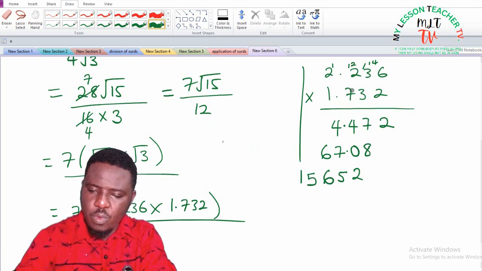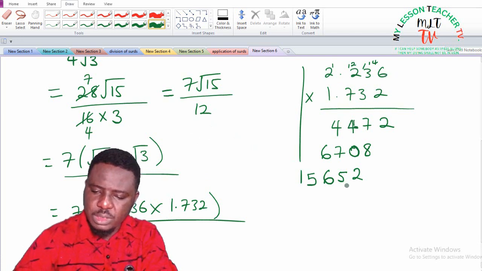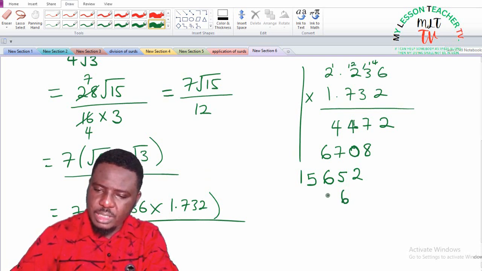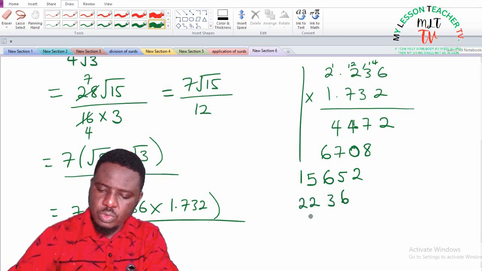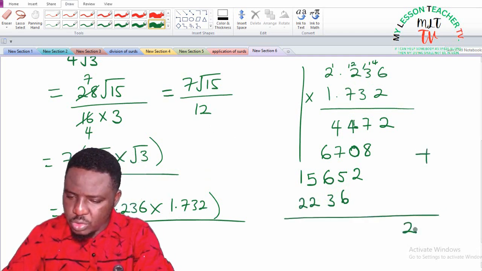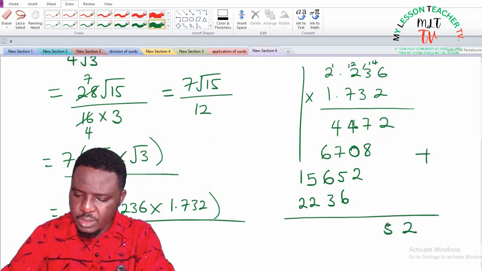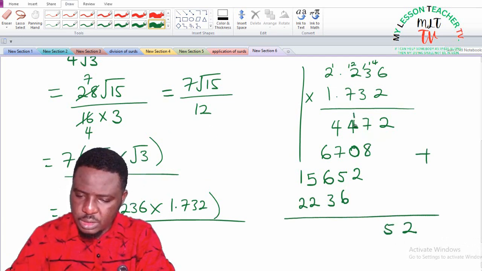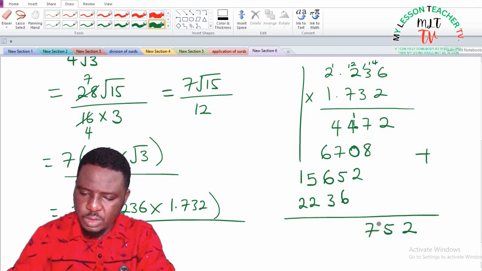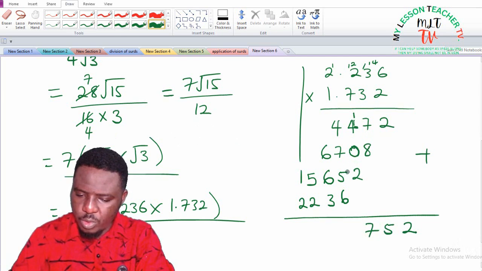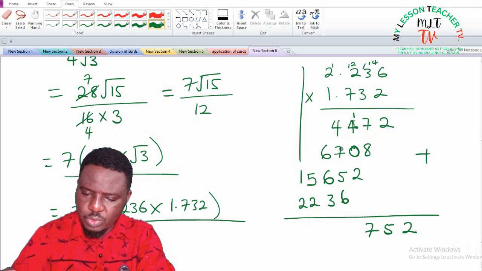I'll also multiply 1 times this. 1 times 6 is 6. 1 times 3 is 3. 1 times 2 is 2. And 1 times 2 is also 2. I will then add. This is 2. 7 plus 8 is 15. You carry 1. This is 5 plus 0 is 5 plus 2 is 7. This is 4 plus 6 is 10. This is 15. This is 22.